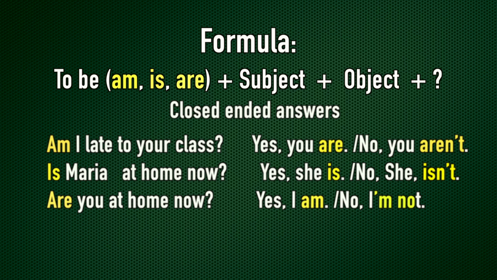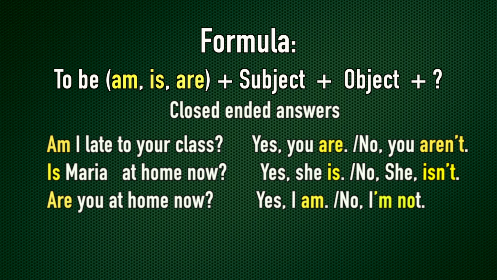In the second question, the to-be verb is sits before the subject, or is placed at the beginning of the question, followed by the subject, Maria, plus the object, at home now, and followed by the question mark to make it a question. Is Maria at home now?